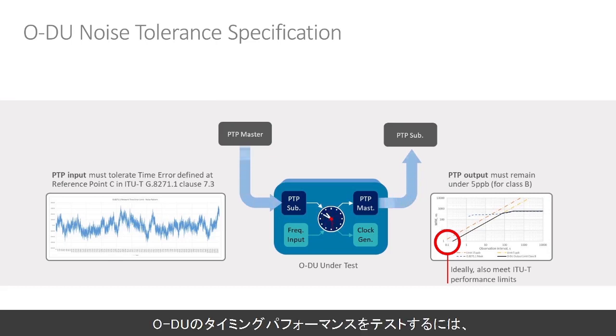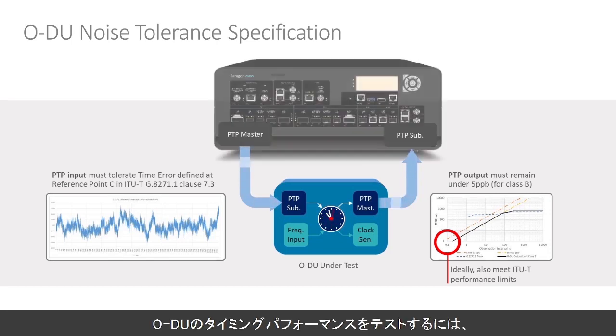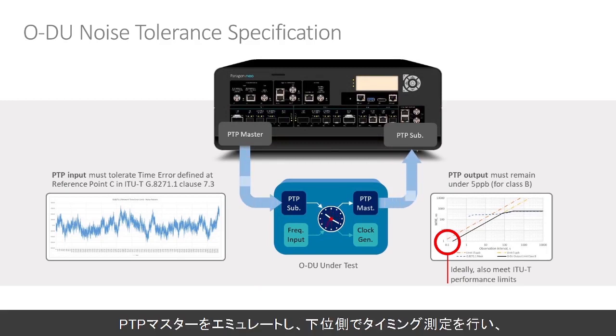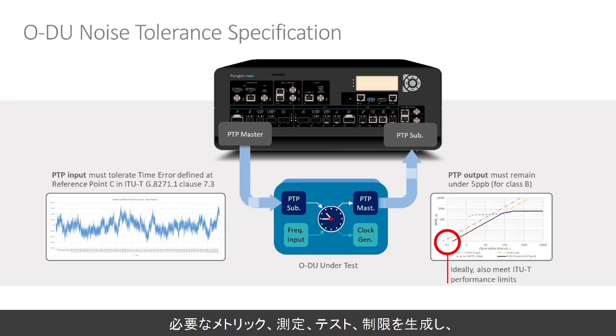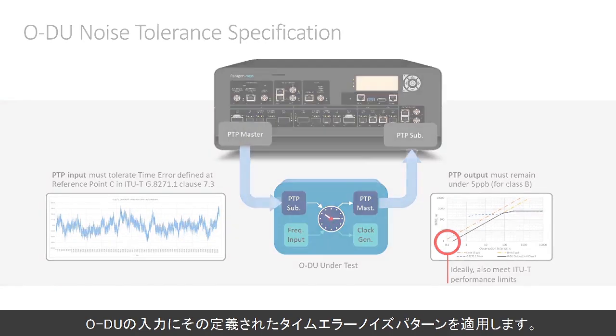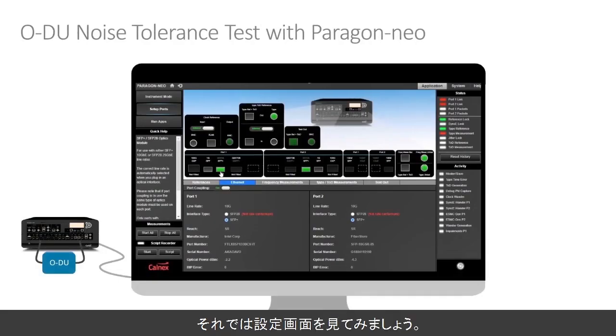So testing that timing performance with an ODU. Paragon-Neo here, emulating with sub-nanosecond accuracy the PTP master, making a timing measurement on the subordinate side, again to sub-nanosecond accuracy, producing the required metrics, measurements, testing to limits, all of this while applying that defined time error noise pattern on the input to the ODU which is being tested. So let's take a look at that now.